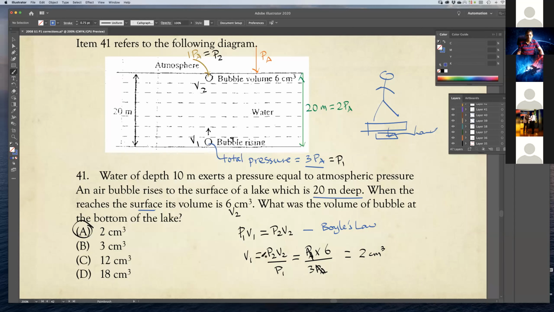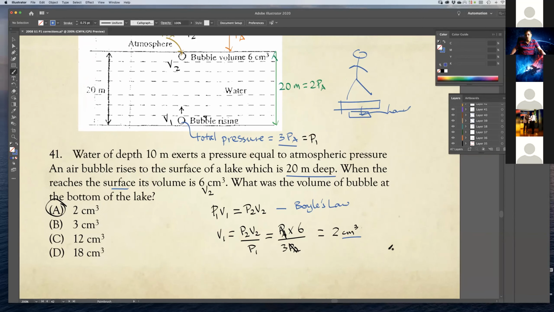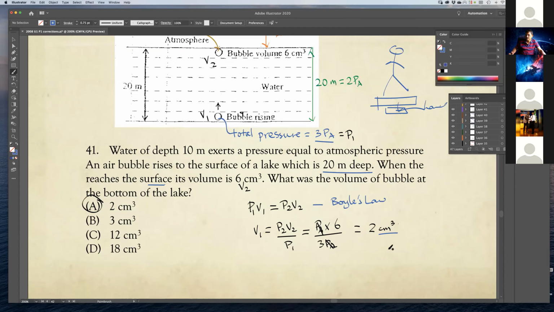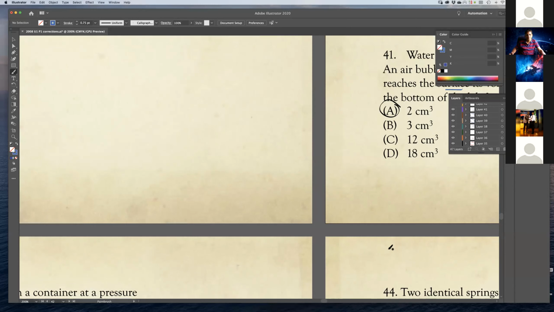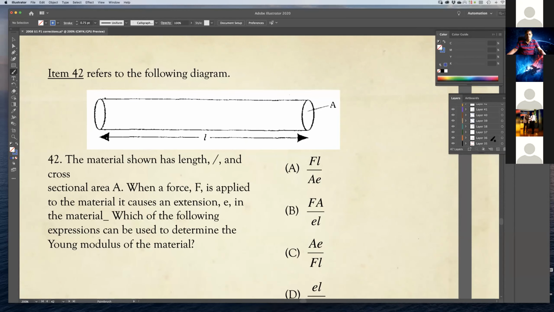So I make V1 the subject of the equation, and I substitute the pressures that I have. P2 is PA. P1 is 3 PA, and I solve. No problems. Questions going once, twice. This one is pretty basic.